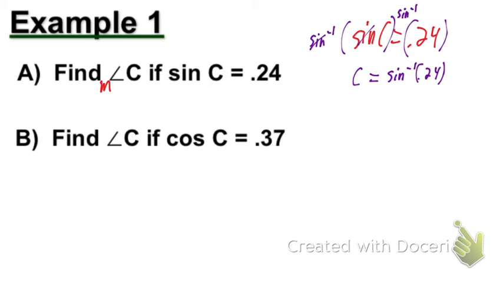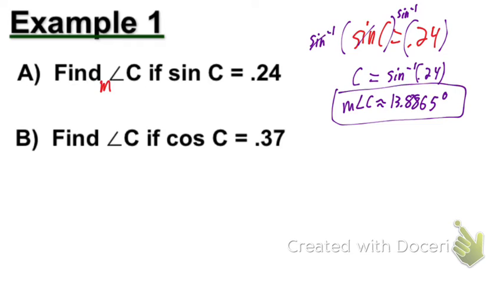So, let's go to 4 decimal places. So the measure of angle C here should be approximately 13.8865 degrees. If you did not get that, raise your hand.